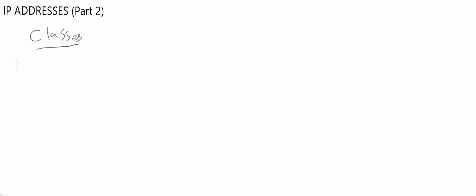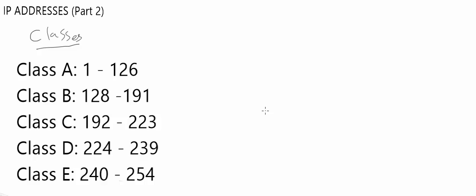Now we have the class A. You know what? Let me type this out, so that you watch me write all my rubbish. Now these are the classes of IP addresses that we have. We have class A through class E.